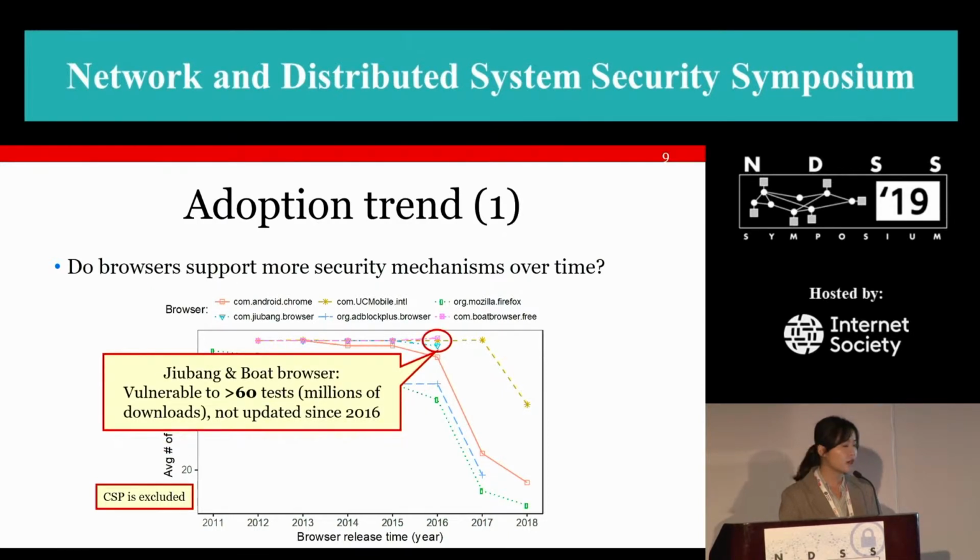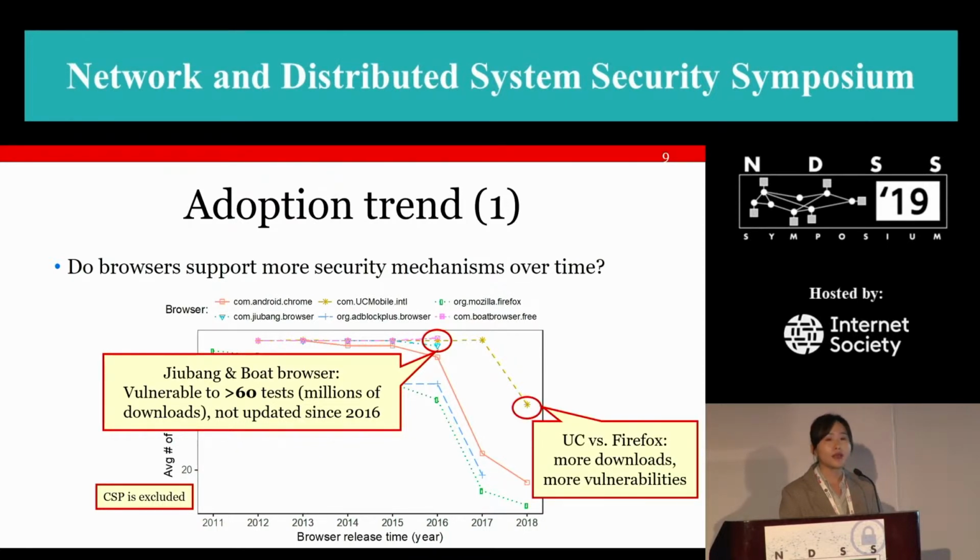2 exceptions are the Jubon browser and Bolt browser. They both have millions of downloads, but they're still vulnerable to more than 60 tasks, and they have not been updated since 2016. Although UC browser gets more downloads than the Firefox browser, we find the UC browser is showing a lot more vulnerabilities than Firefox. So that means more popular browsers are not necessarily more secure.